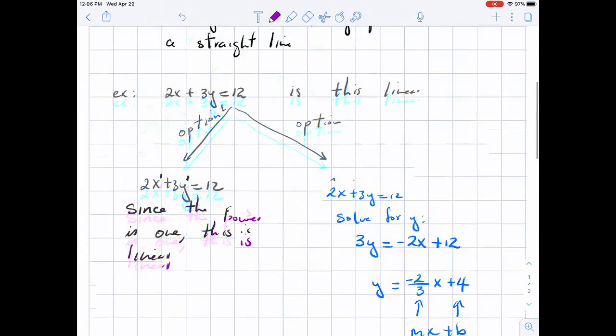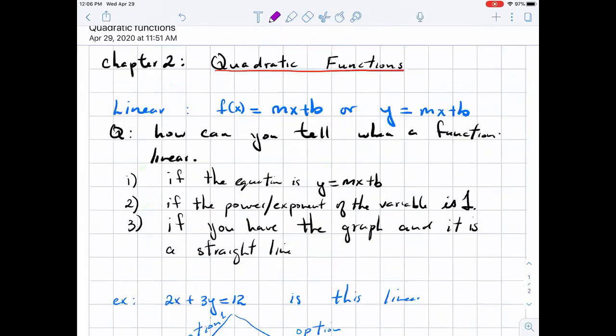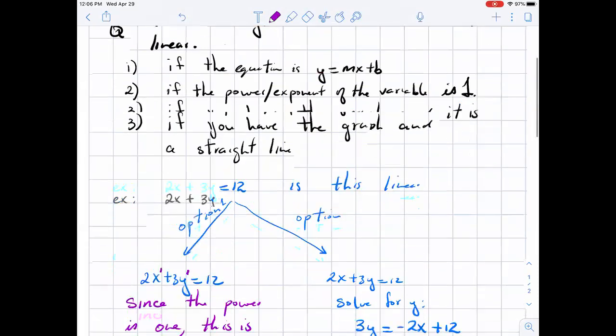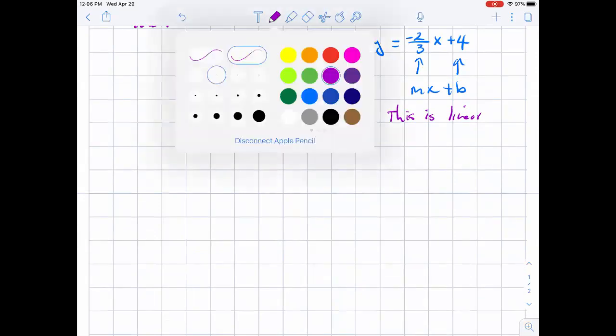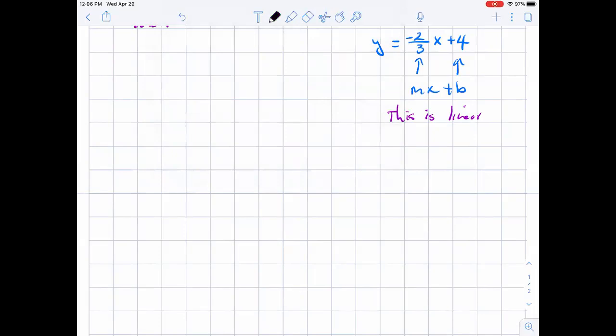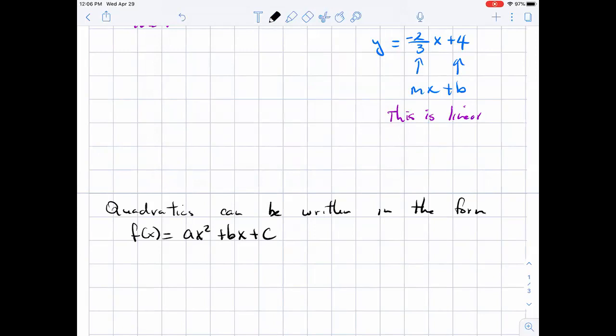We're not talking about linear today, but you should be able to tell, since we're talking about quadratics. For quadratic, you must be able to look at it also and tell if it's a quadratic, okay? So quadratics can be written in the form f of x equals ax squared plus bx plus c. And that's how you guys used to talk about the quadratic formula, okay? So this is a quadratic function.